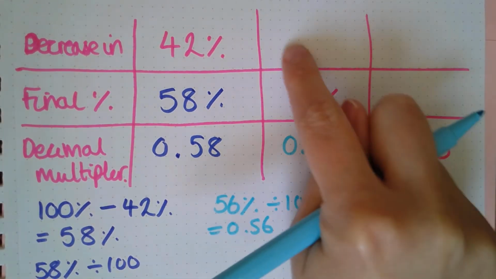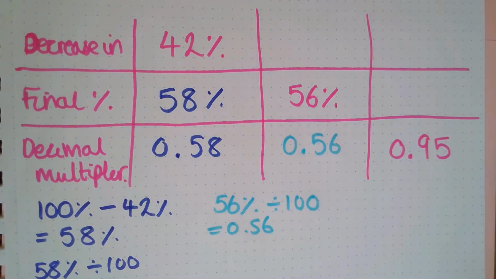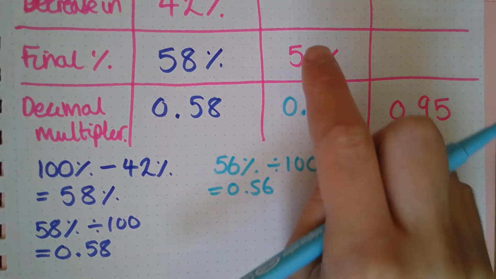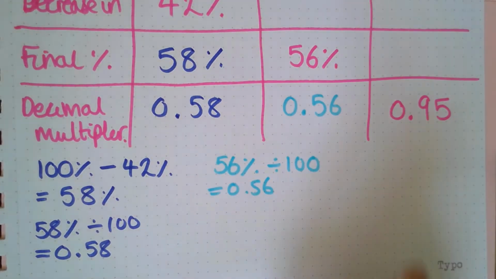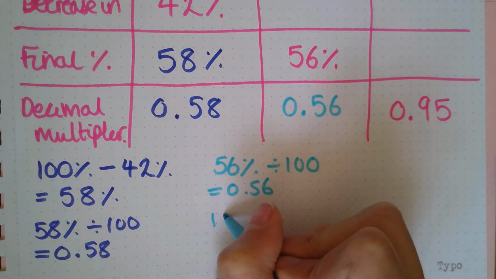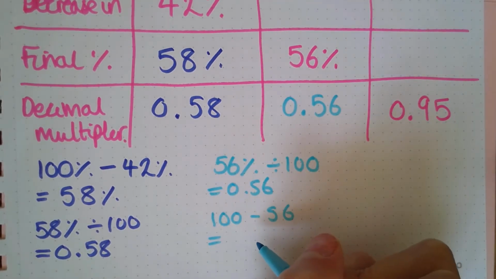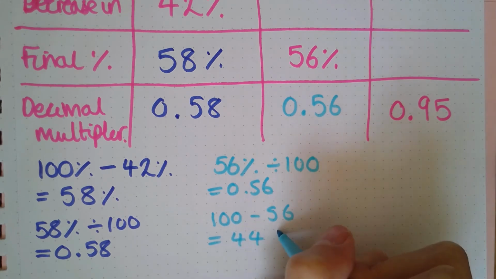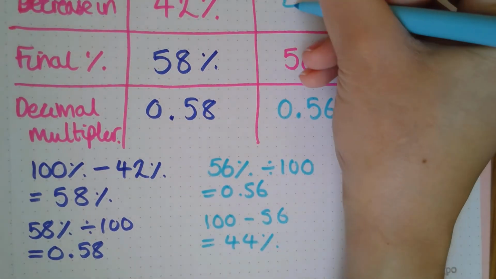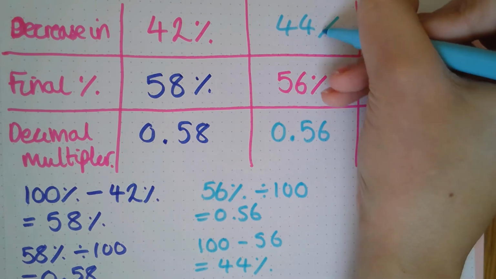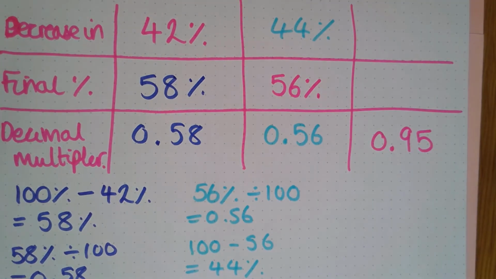What must I have taken away from 100 to get to 56? Or, what can I add on to 56 to get back to 100? So I'm going to do 100, take away 56, which is 44%. So I know I took away 44% to start with.